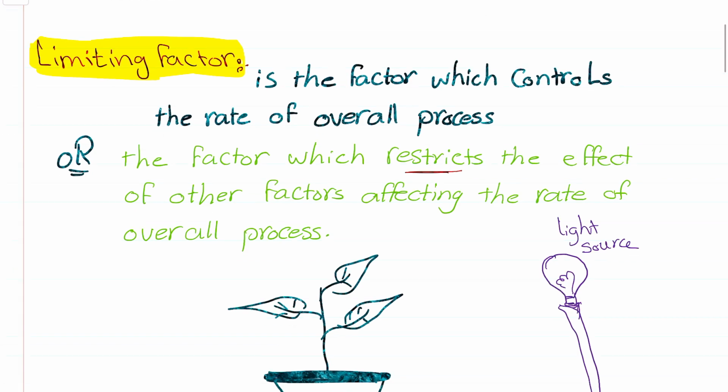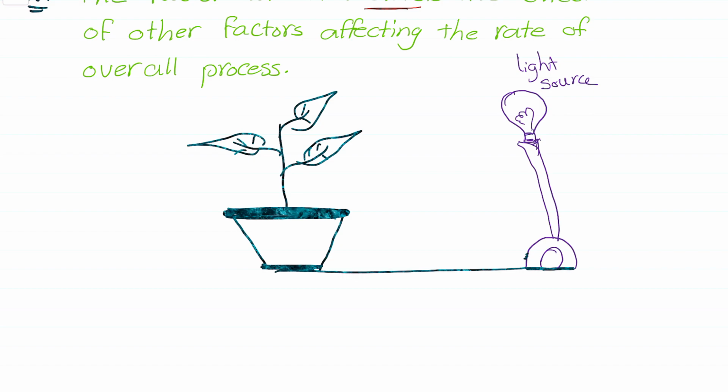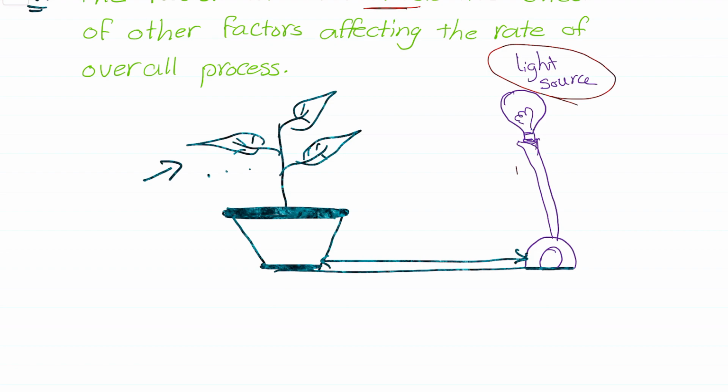What does it mean? We have an experiment, the plant, and we have a light source, and they measured the distance between the light source and the plant. They make all the factors available according to the natural environmental condition. So for this plant we have natural environmental condition plus the light source. They start to move the light source towards the plant, and they measured the rate of photosynthesis.